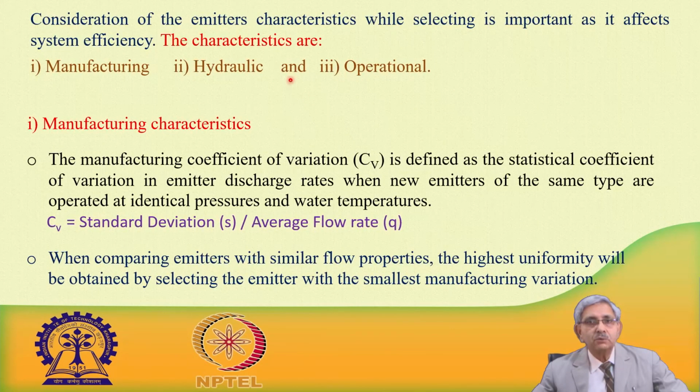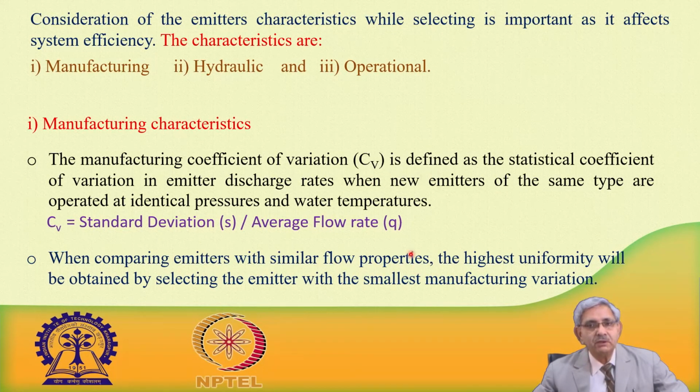So, when we are considering a particular type of emission device, they are considered based on the characteristics of how they work. This could be manufacturing characteristics, hydraulic characteristics or operational characteristics. Manufacturing characteristics means at the time of manufacturing of the drip emitter, there could be some malfunctioning because of some rise in temperature or some defect. So, this needs to be evaluated.